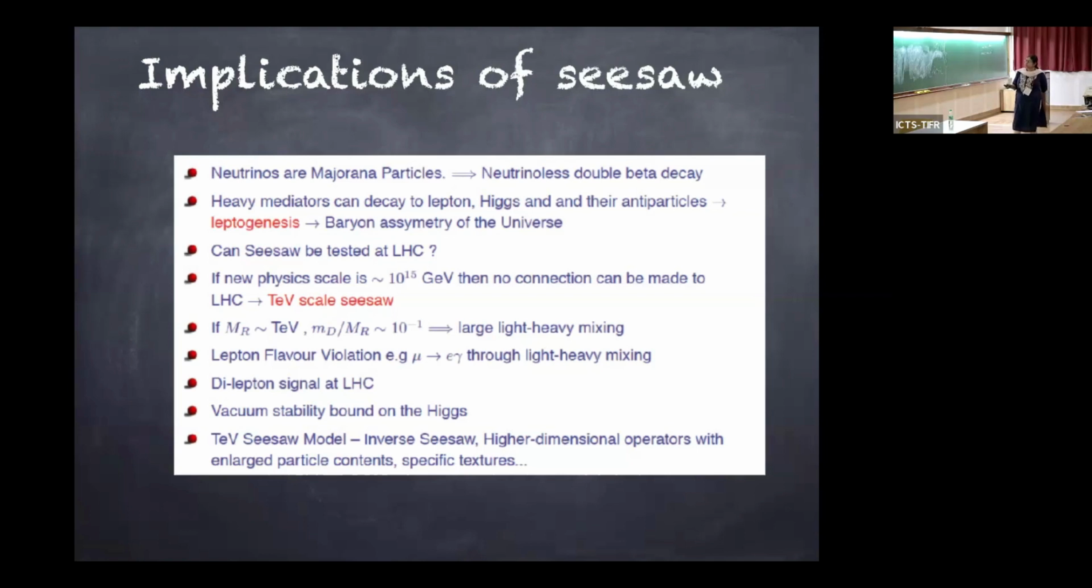Then people considered a lot of TeV scale seesaw, and there can be lepton flavor violation also in these models. And there are some variants of the models, like the inverse seesaw models, where one can also get this kind of low scale seesaw.